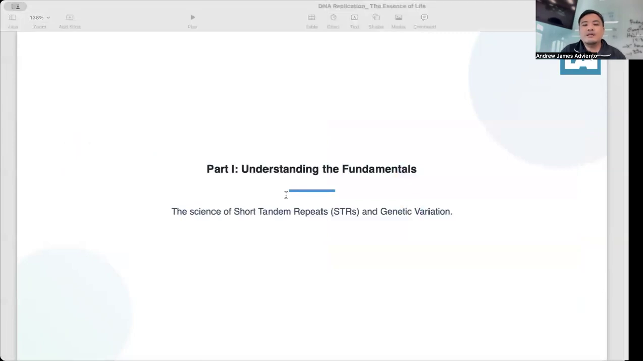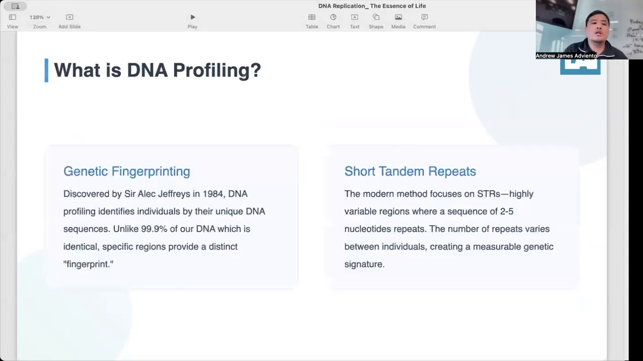So, very important before we get into the how, we need to understand the what. Why is my DNA different from yours? So, let's look at the fundamentals of genetic variation. So, what is DNA profiling?